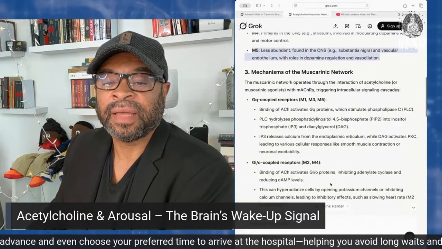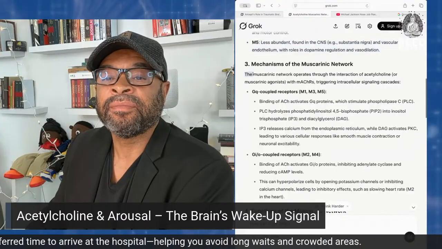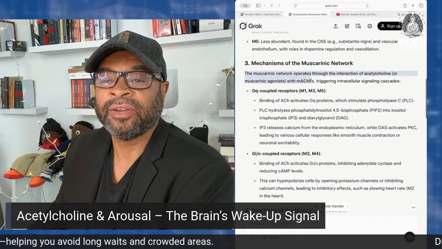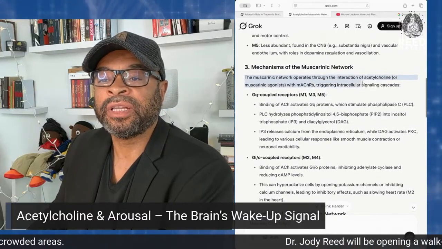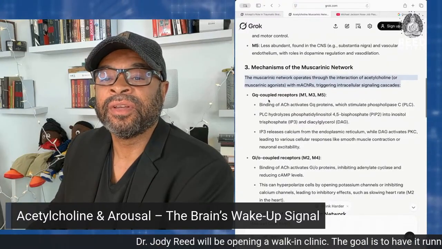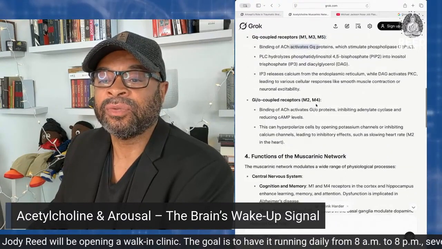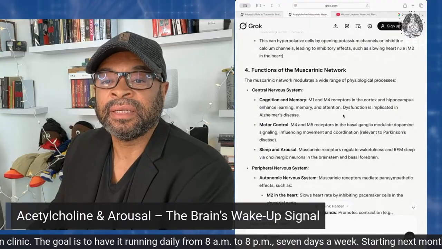Okay, I think the mechanism is okay. The muscarinic network operates through the interactions of acetylcholine, or the acetylcholine muscarinic network triggering intracellular signaling cascades. So these 1 through 5 activate the protein, and 2 and 4 inhibit it. Okay, we got that.